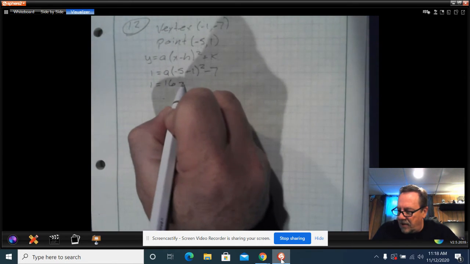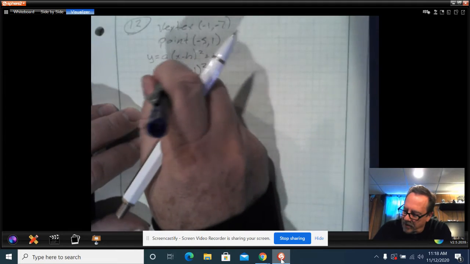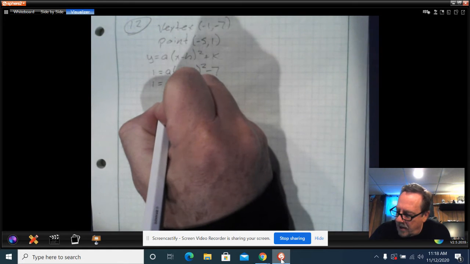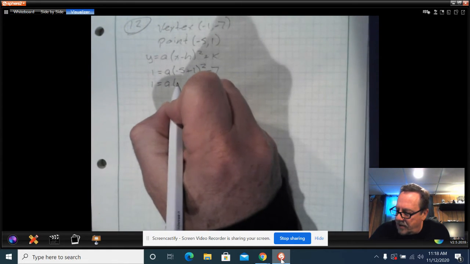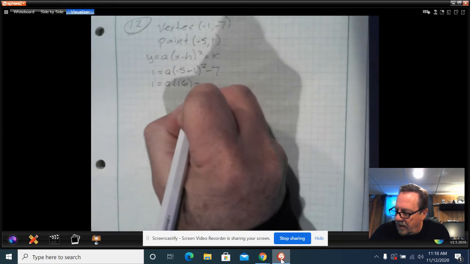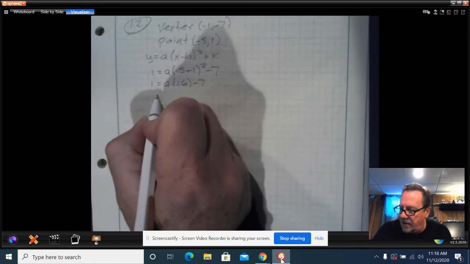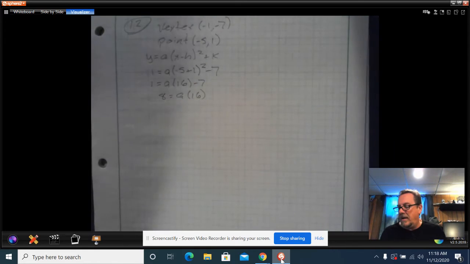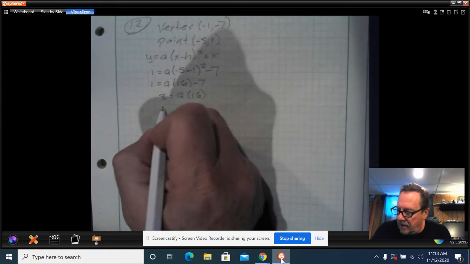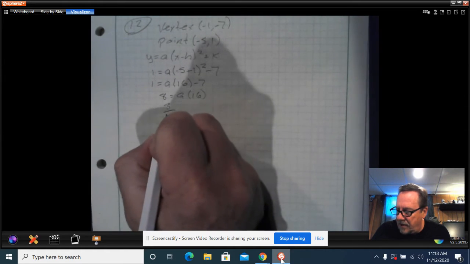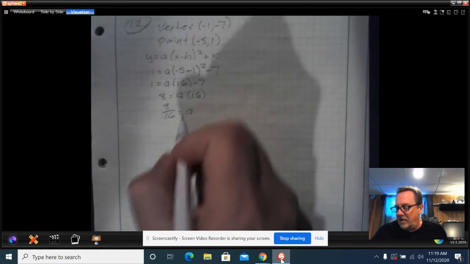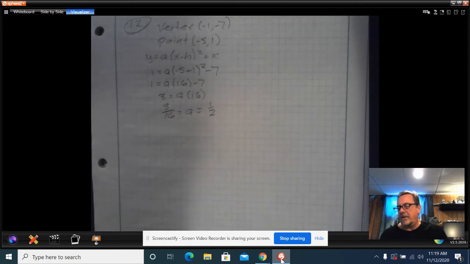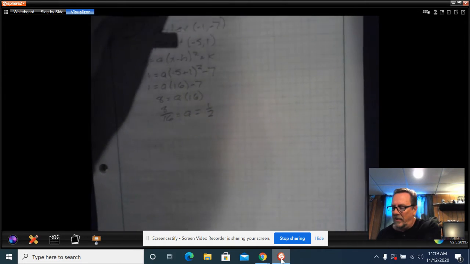So that's a 16 minus, oops. There's an a there, Mr. Pokin. Yeah, I see it now. A times 16 minus 7. If I add 7 to both sides, I'll get 8 is equal to a times 16. And if I divide both sides by 16, then I get 8/16 is equal to a, which is the same thing as 1/2. So what that tells me then is that my a was 1/2.